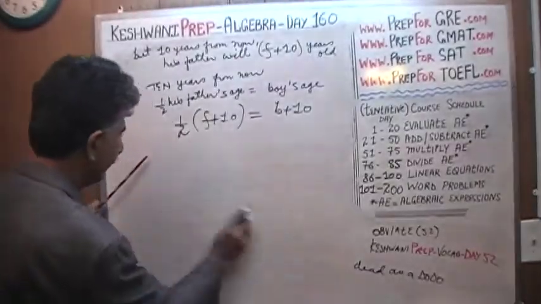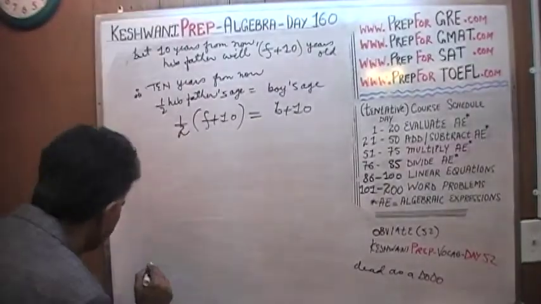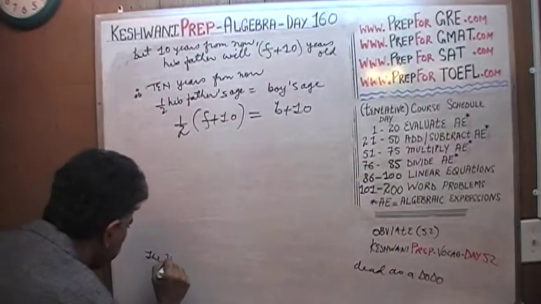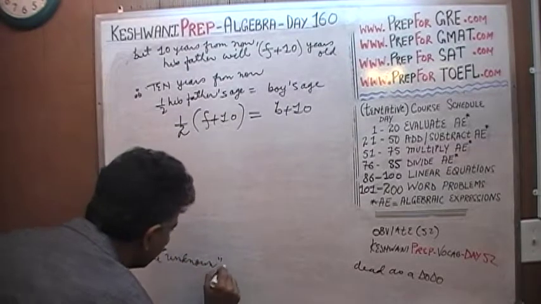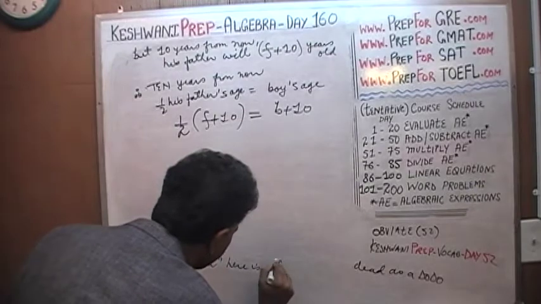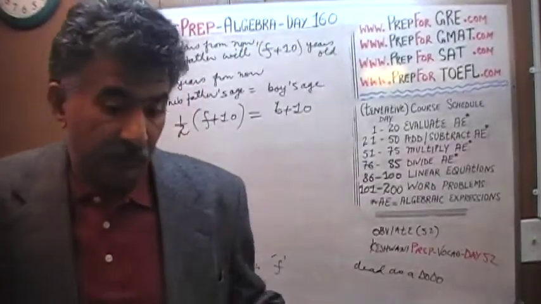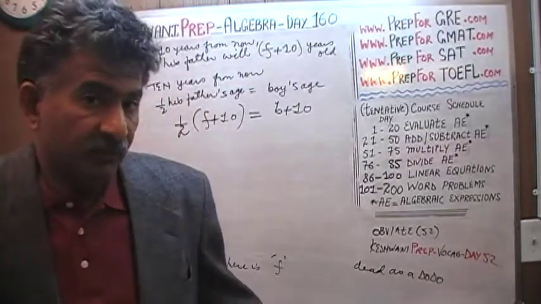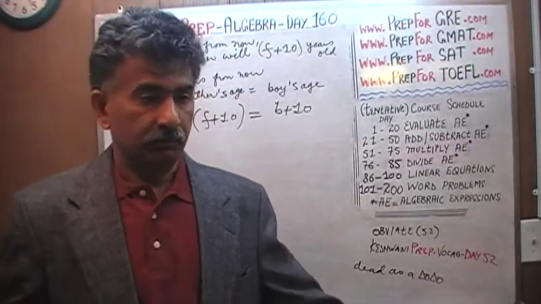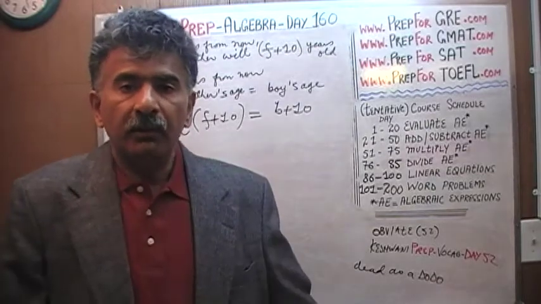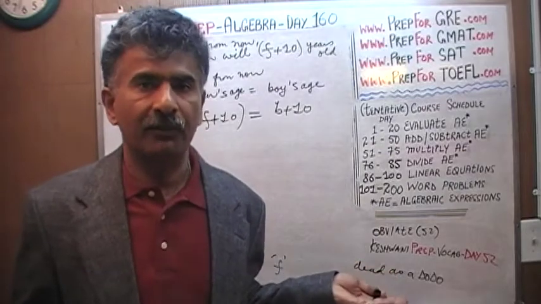Now, it is very important that you keep in mind what the unknown is. The unknown here is f. F is the unknown. And what do we mean by unknown? Unknown is the punchline. How old is father? How much does the book cost? When does the train arrive? How fast is the car going? Whatever is the punchline at the end is what is unknown. Everything else is a known quantity in the language of algebra.